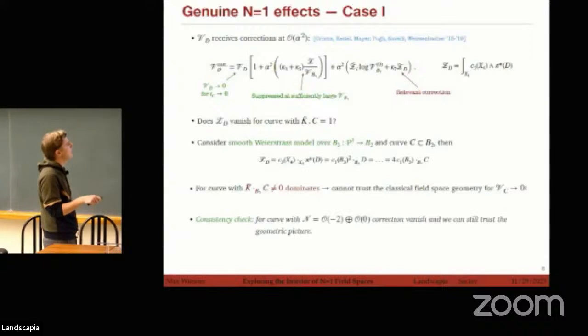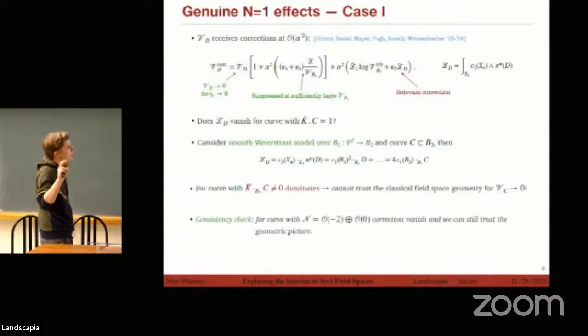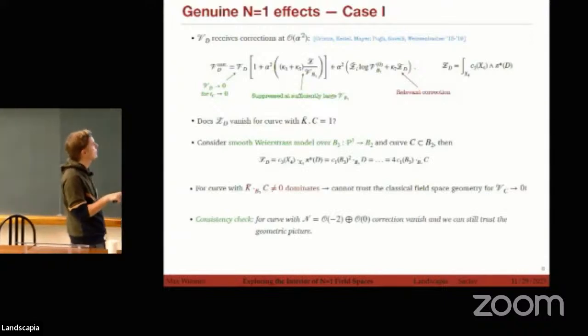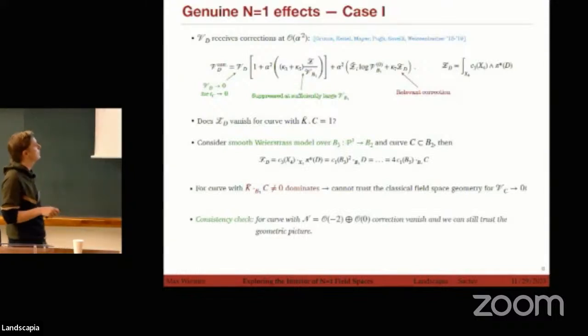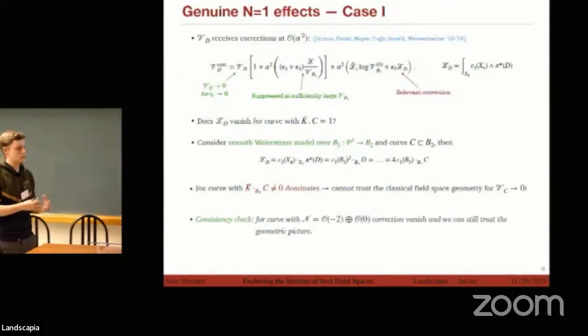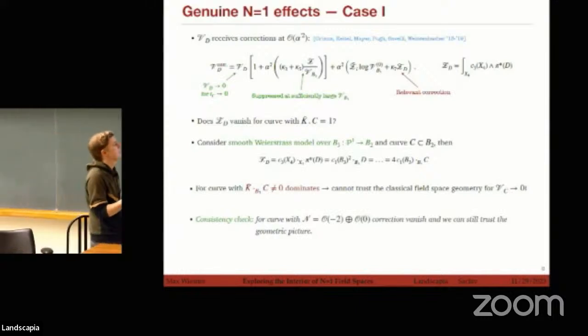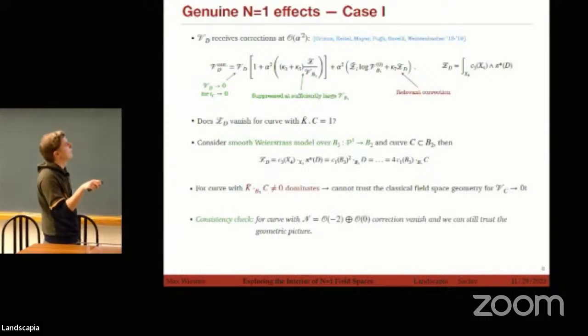As a consistency check, if we have a curve that is actually what one might call an N equal to 2 curve, this correction vanishes identically because this is 0. And we can still trust the geometric picture because basically this curve does not see this genuine N equal to 2 to N equal to 1 breaking.